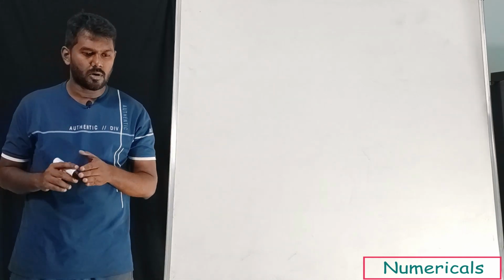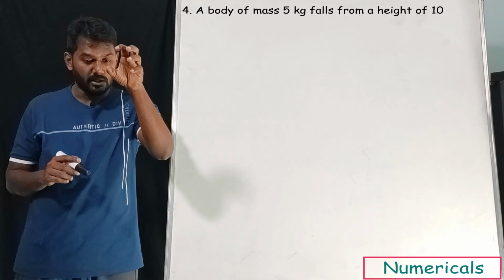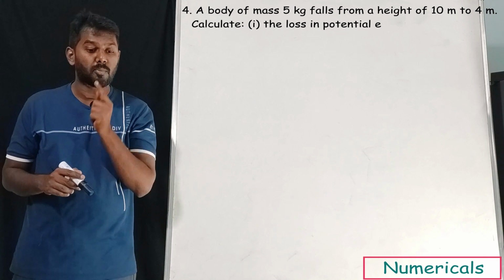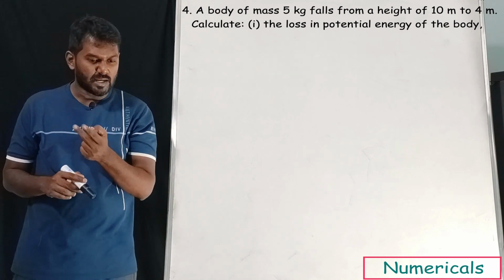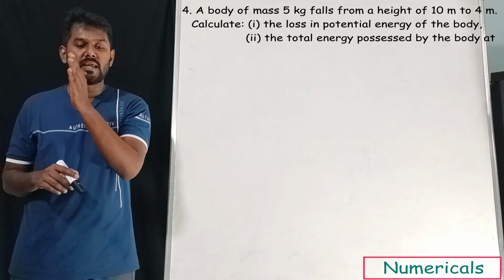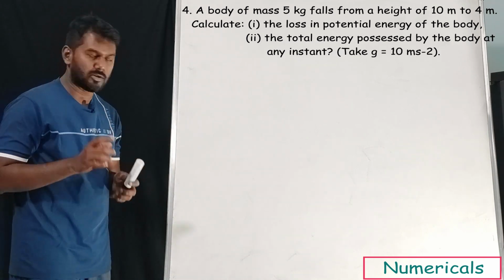Question number 4. A body of mass 5 kg falls from a height of 10 meter to 4 meter. Calculate the first one, the loss in potential energy of the body. Second sub question, the total energy possessed by a body at any instant. Take G as 10 meter per second. First we will write the values.